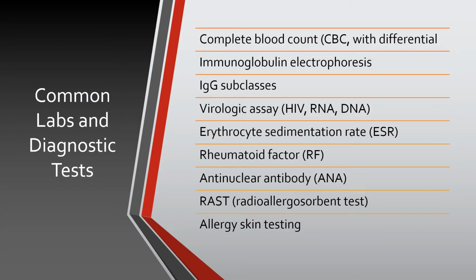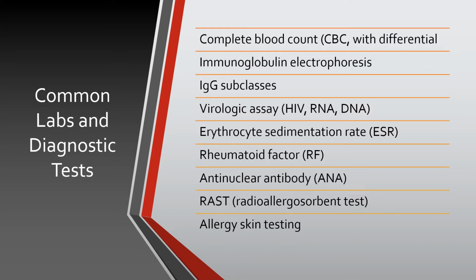Some of the common labs and diagnostics that you might see are the CBC, or your complete blood count, with that differential. That's going to indicate infection, inflammatory process, maybe immunosuppression. Immunoglobulin electrophoresis is going to detect immune deficiencies and autoimmune disorders. IgG subclasses can help determine immune deficiencies. Virology assay for HIV, RNA, or DNA. This is our true diagnostic of HIV infections in children older than 2 weeks of age.